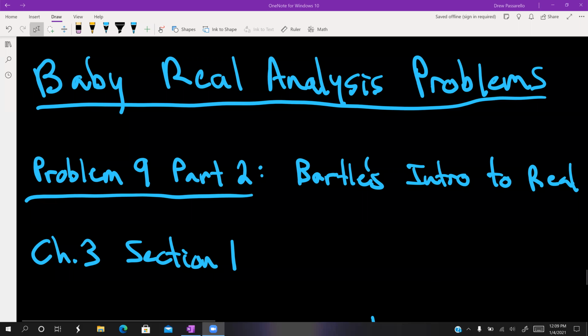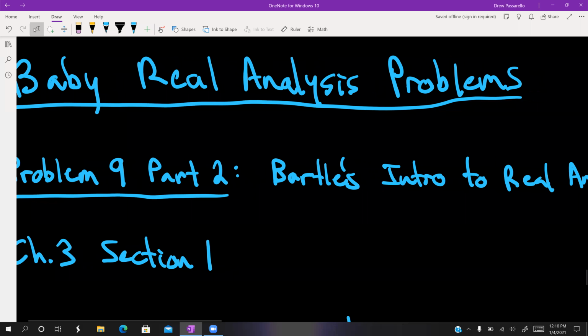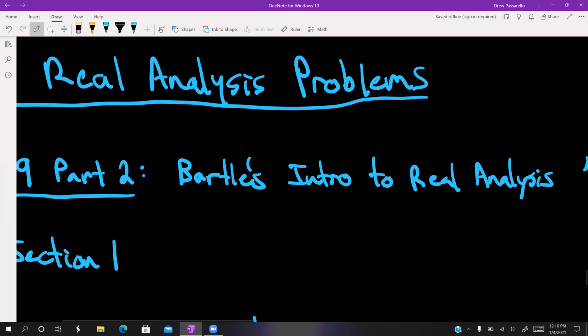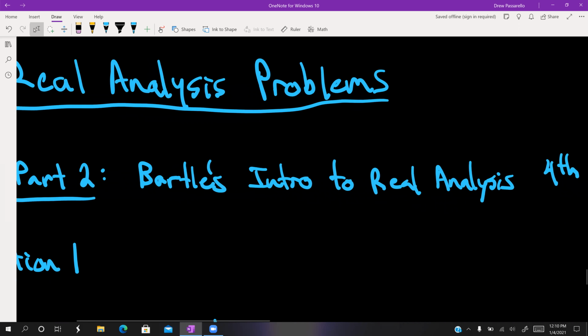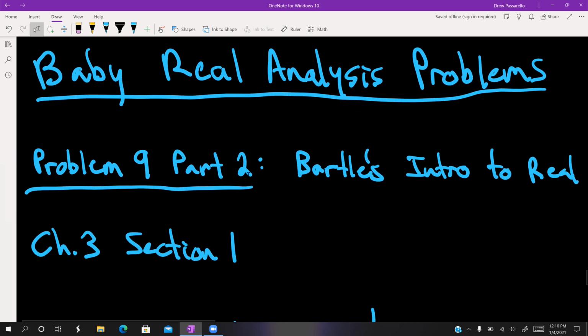All right, so I'm continuing where I left off in the last video, and we're doing problem 9, the rest of the exercises. Again, this is baby real analysis problems, and problem 9 took about 3 exercises that were taken from Bartle's Intro to Real Analysis 4th edition textbook, and they come from chapter 3, section 1. So I'm going to be doing the remaining 2 exercises that were from part 1.